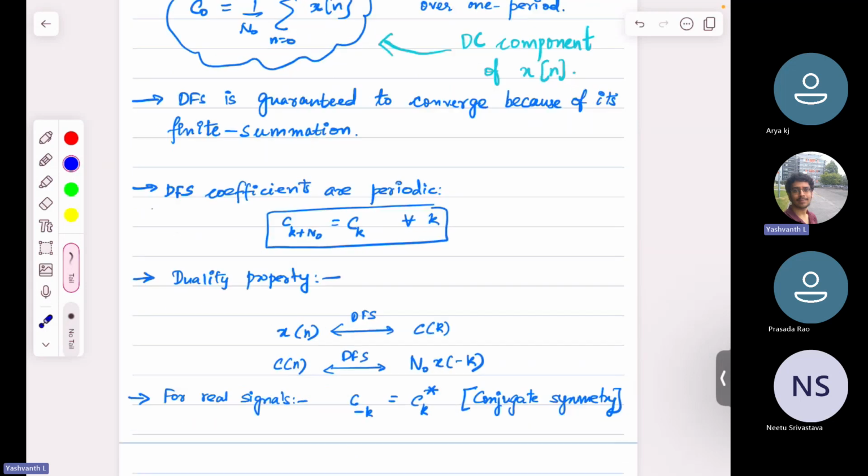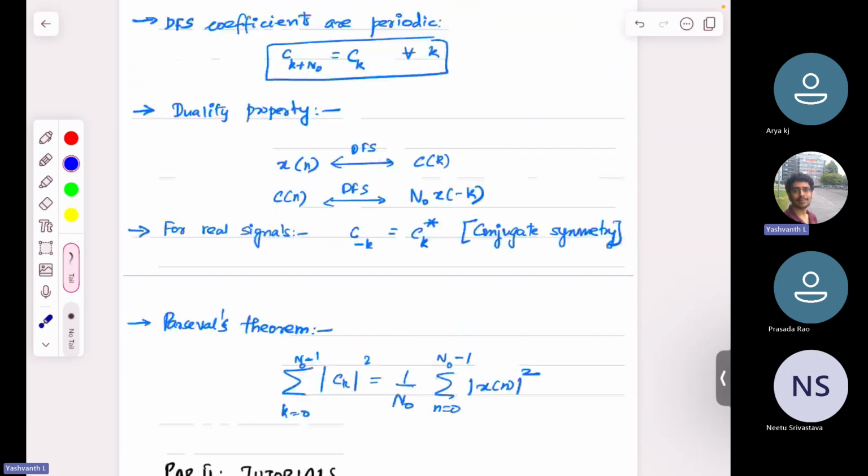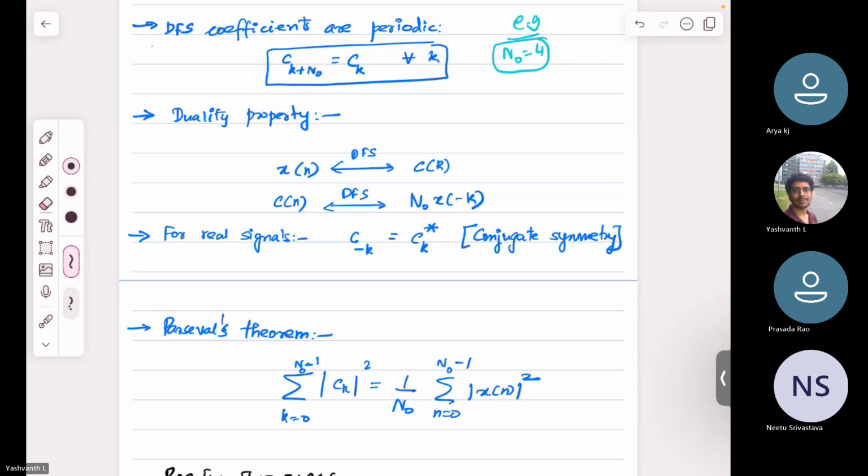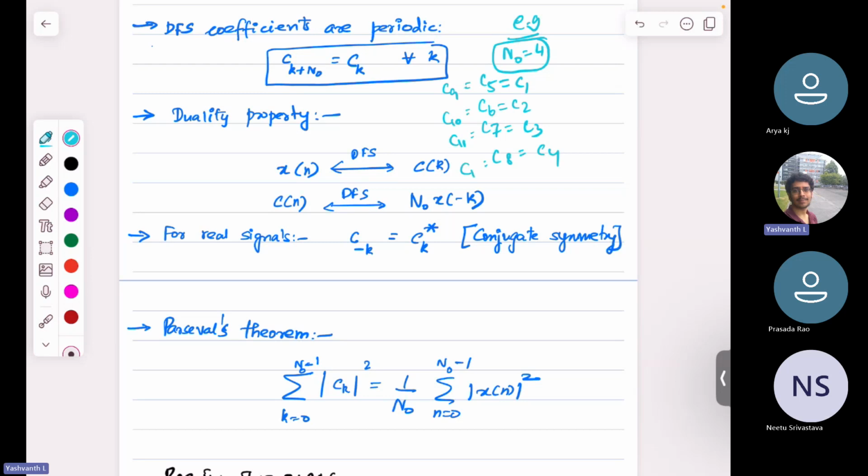Next, a few properties, just 4 in particular, which the Professor had discussed. First is the periodicity of your discrete Fourier coefficients. What it says is that Ck plus N naught is equal to Ck for all k. That is, your discrete Fourier coefficients are also periodic. For example, let's say N naught equal to 4. Then C5 equals C1, C6 equals C2, C7 equals C3, C8 equals C4. Now, C9 is again the same as C1, then C10, C11, C12, again C13, and so on.